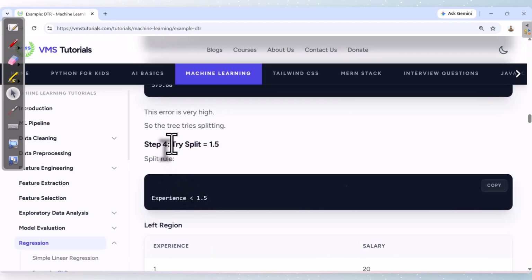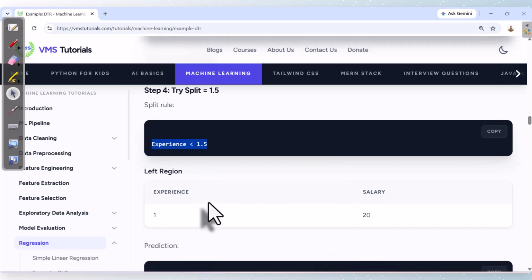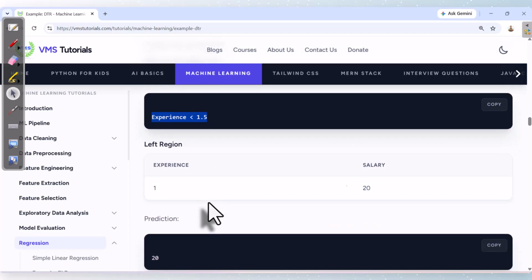Now take the next step. Try split 1.5 first. The split rule will be experience less than 1.5. This is the first split rule we are trying. So what happens if the experience is less than 1.5? The values which are less than 1.5 will come under the left region.